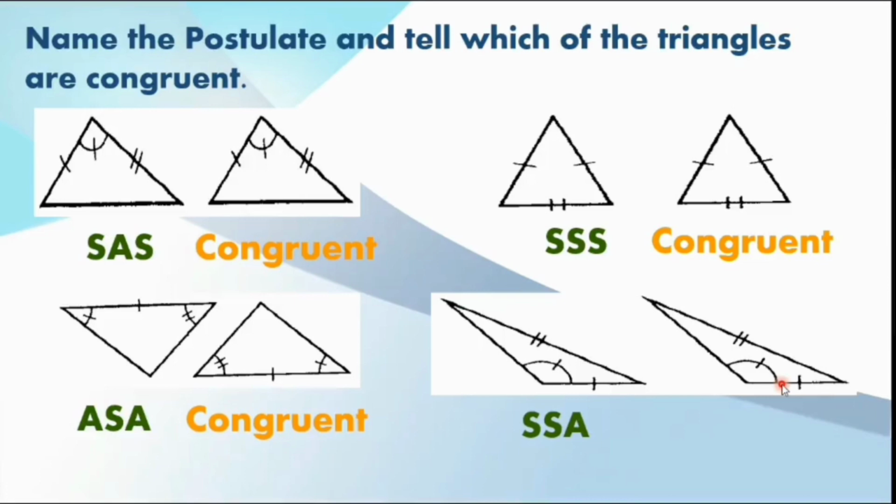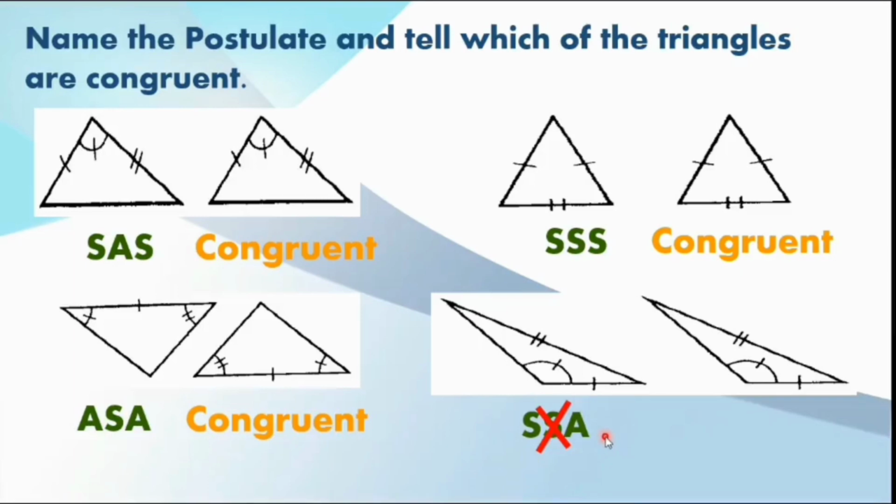Let us have a brief recall on triangle congruence postulates and theorem. We have SSS, SAS, ASA, AAS, and HL. So there is no such thing as SSA congruence postulate, meaning we will not be able to tell whether these two triangles here are congruent because, as I have said, there is no such thing as SSA congruence postulate.